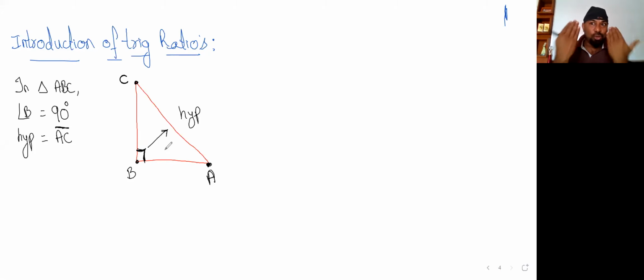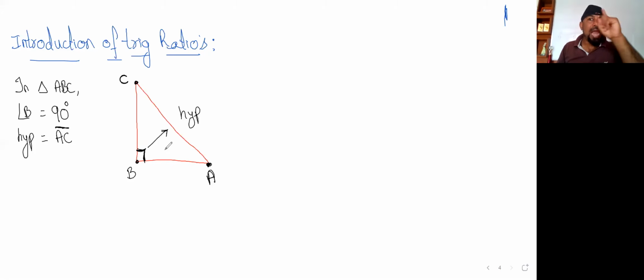Now, we have two more sides, adjacent and opposite. Which one is adjacent and which one is opposite? As I said, the hypotenuse is always fixed, but adjacent and opposite keep on changing, based upon from where you ask. If you ask from A, adjacent will be different, opposite will be different. If you ask from C, adjacent will be different, opposite will be different.